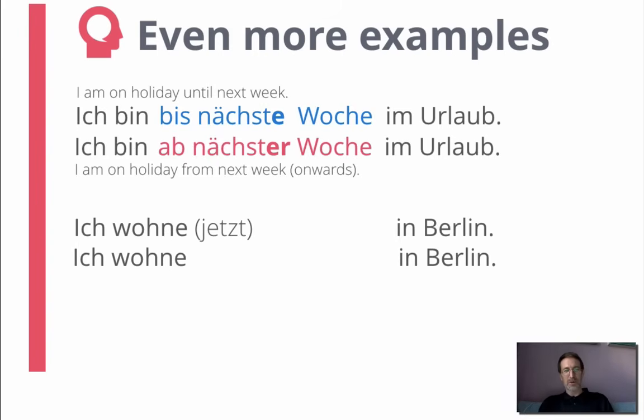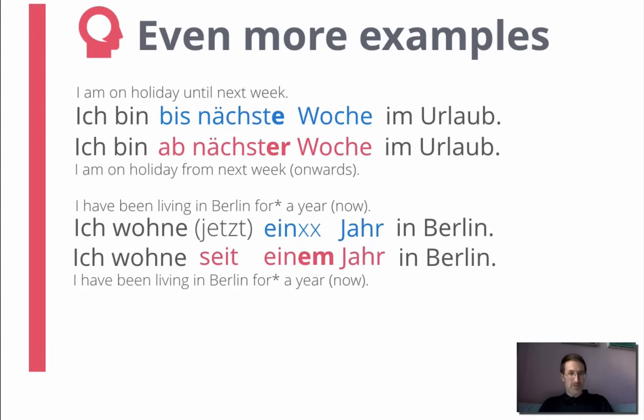One last example. I'm now living in Berlin. So ich wohne jetzt, let's say, 1 year in Berlin. I'm living in Berlin for a year now. And you can use the magic word seit einem Jahr in Berlin, and you get the same translation. There's one thing, you would most likely have been tempted to use the word für, for. I've been living in Berlin for a year now.